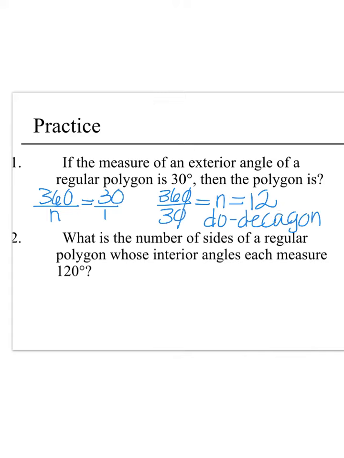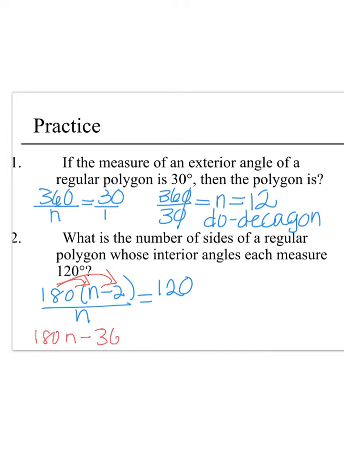What is the number of sides of a regular polygon whose interior angles each measure 120 degrees? So I have the value of one angle measure. I'm going to write the formula out. So 180 times the number of sides minus 2 all over the number of sides. I need to solve for n. This is going to require some more work. I'm going to cross multiply and distribute 180. So I get 180n minus 360 is equal to 120n.